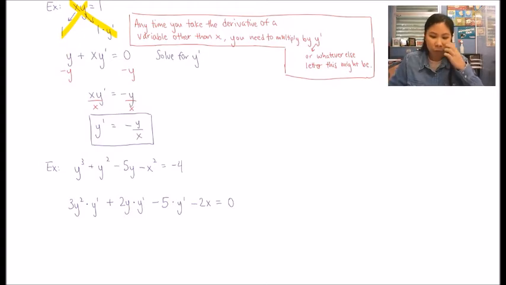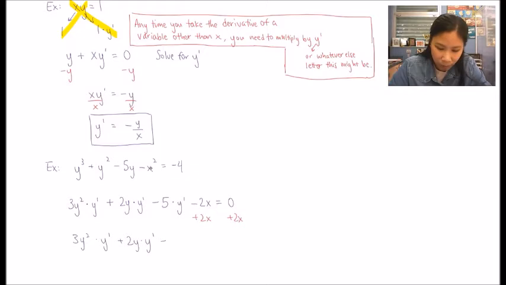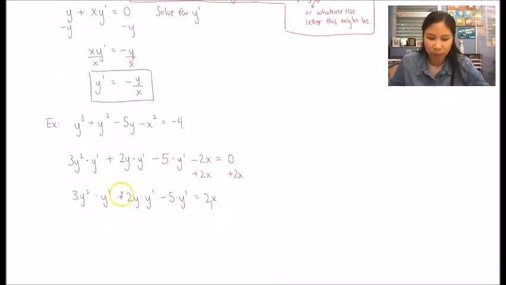Okay, so remember after we find the derivative, include all the y primes, then we want to get y prime by itself. So first, I'm going to move that -2x over to the other side of the equation. That way, I don't have to deal with that here. So I have 3y squared times y prime plus 2y times y prime minus 5 times y prime equals positive 2x. Okay, so now I have 3 places where y primes occur.